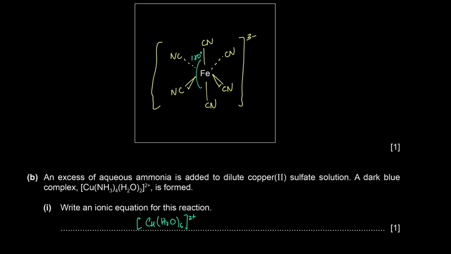Now for the ionic equation, you have aqueous copper sulfate, so you have Cu(H2O)6 2+, right? And it's reacting with 4 ammonias to form Cu(NH3)4(H2O)2. You have 4 of those, H2O twice. Right, and again this is a 2+ complex, and we have 4 H2O released.